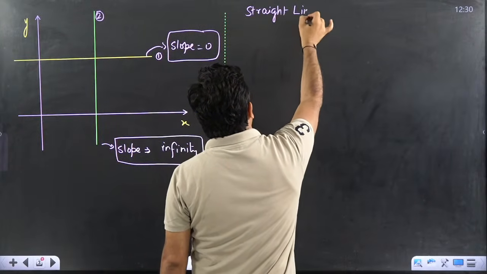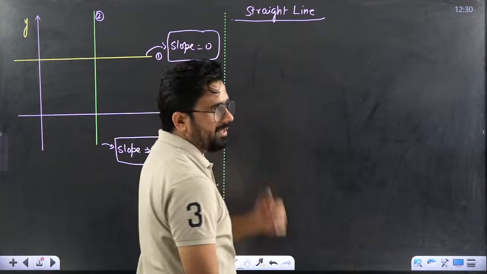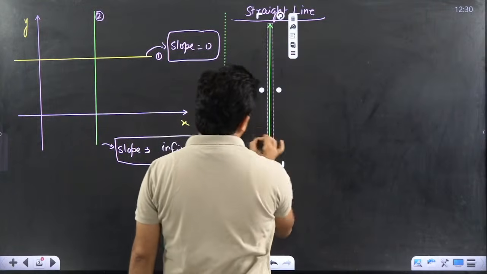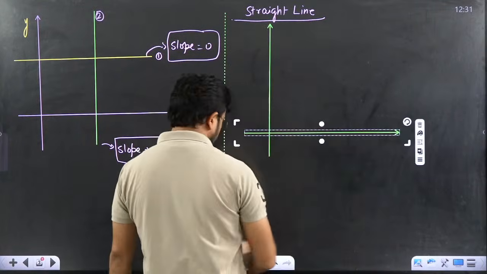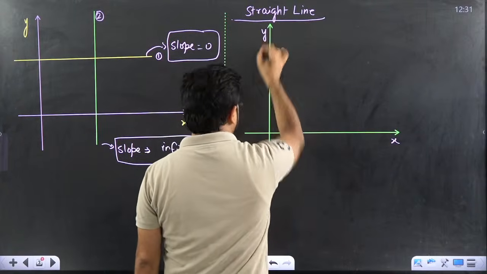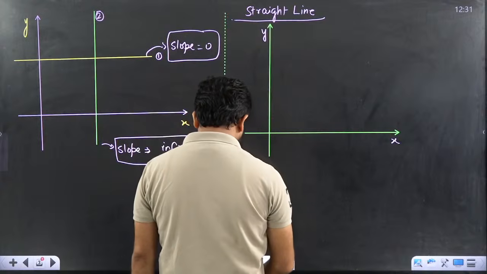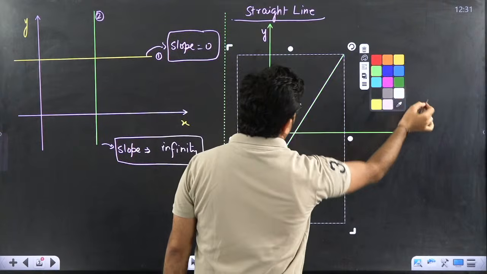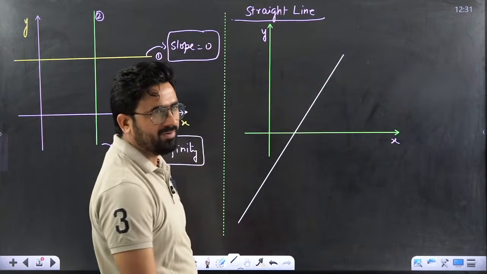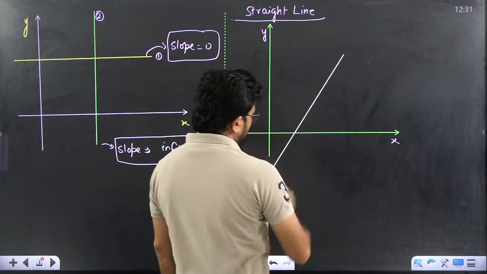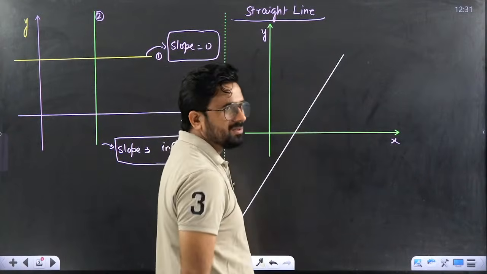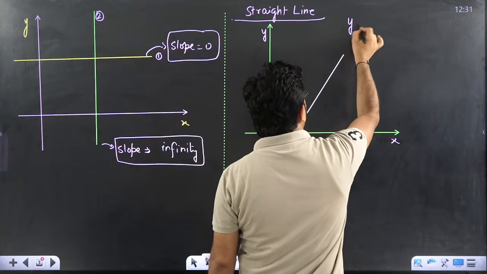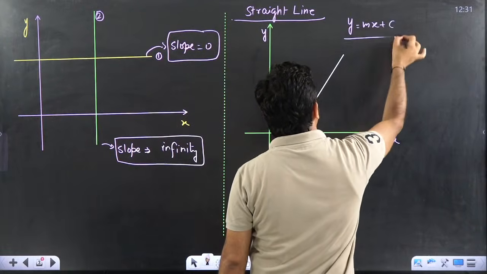Straight line. When I am saying a straight line, please understand carefully. Suppose this is the x-axis, this is the y-axis, and there is one straight line I am drawing. A straight line is here. This straight line equation we generally write in this format: y equal to mx plus c.